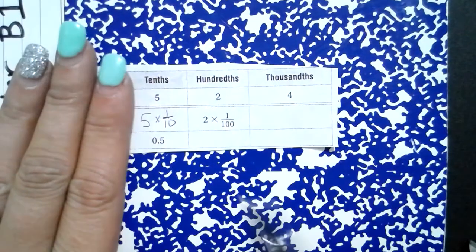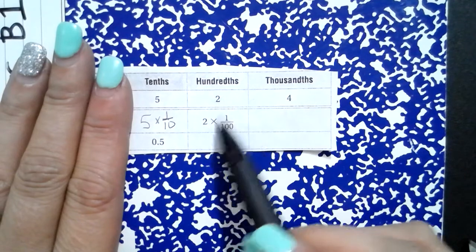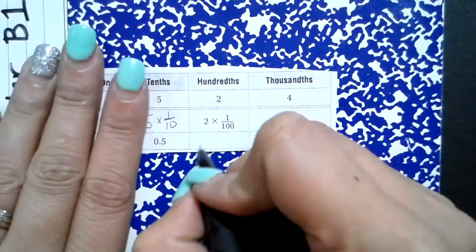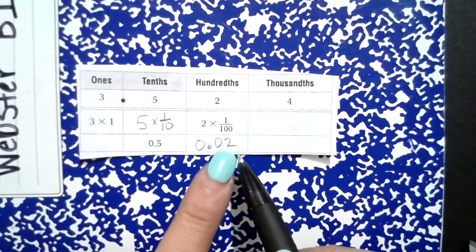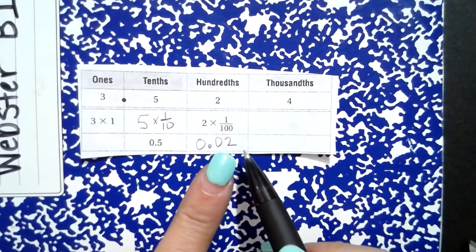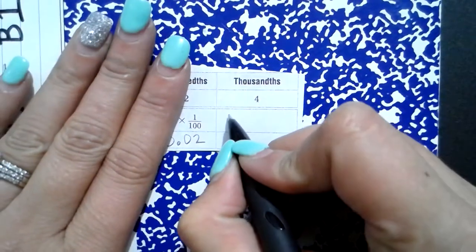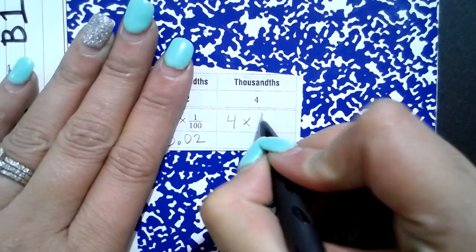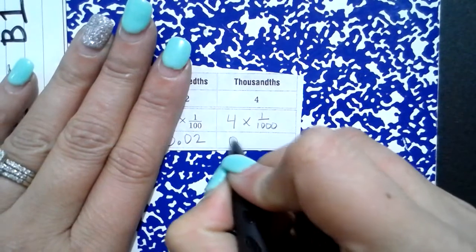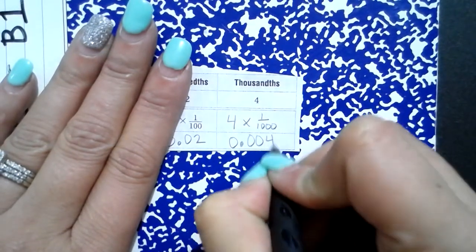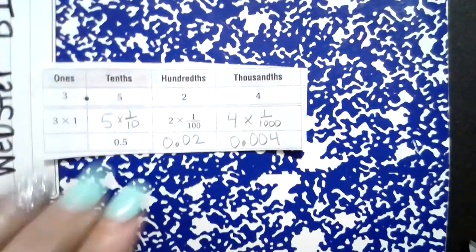Okay, so if it was just that number, it'd be 0.5. Here the 2 is in the hundredths, so that's like 2 times 100th, or 0.02, because the 2 is in the hundredths place. Okay, here that 4 is in the thousandths. Well, that would be 4 times 1,000ths, or 0.004. Okay, so we took each of this number and we broke it down to its place value.